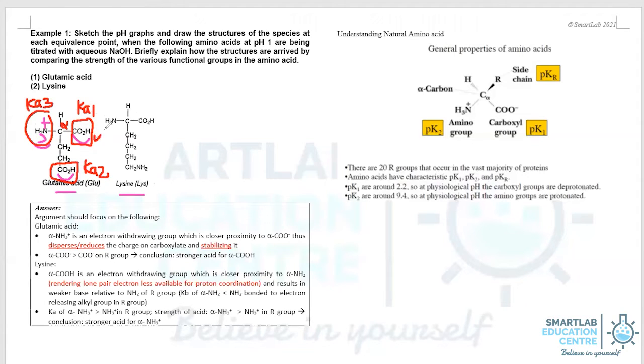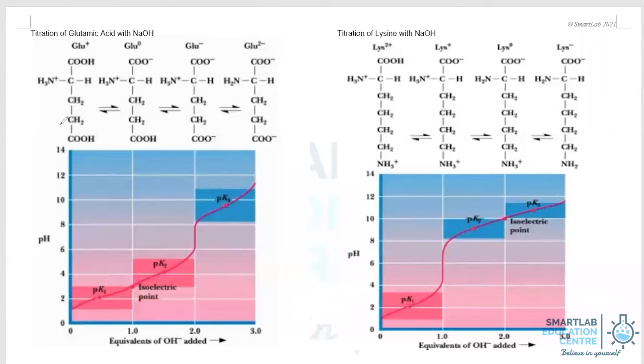The reason why the carboxylic acid group that's bonded to the alpha carbon is a stronger acid is because after it dissociates its H+, the alpha NH3+, alpha meaning the alpha carbon, is in close proximity to the COO- and it is an electron withdrawing group. As stated here, close proximity to alpha COO-. Thus, it helps to disperse and reduce the negative charge, stabilizing it. So that explains why this carboxylic acid group nearer to the alpha carbon is the stronger acid. So with that, let's take a look at the graph.